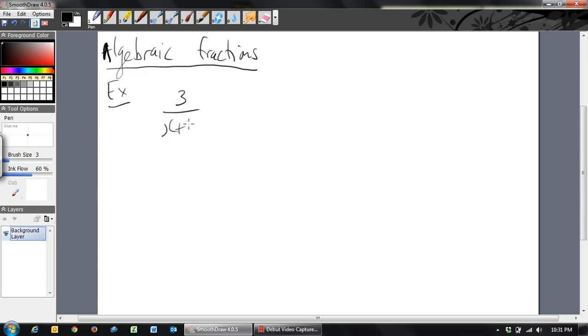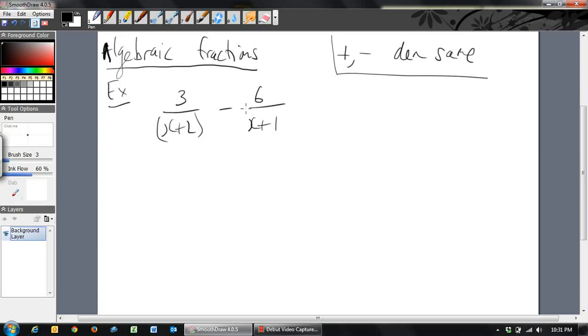3 over x plus 2 minus, let's just go 6 over x plus 1. Now, when we're adding and subtracting fractions, remember that the denominator has to be the same. Okay, so just remember that for adding and subtracting. At the moment, they're not the same. x plus 2 is a totally different thing to x plus 1. So we have to do something about it.